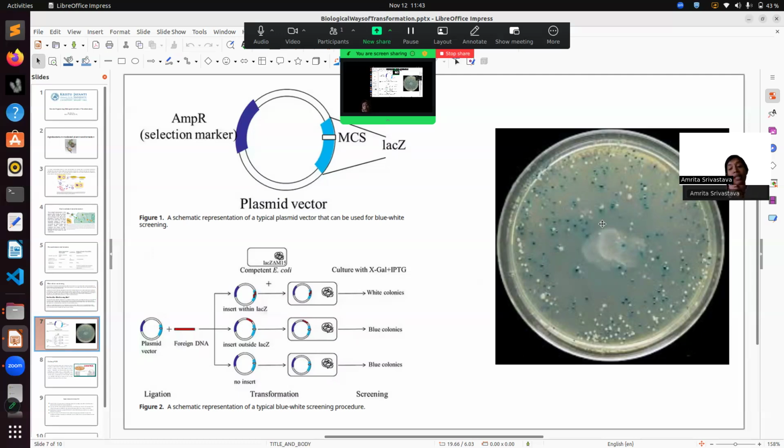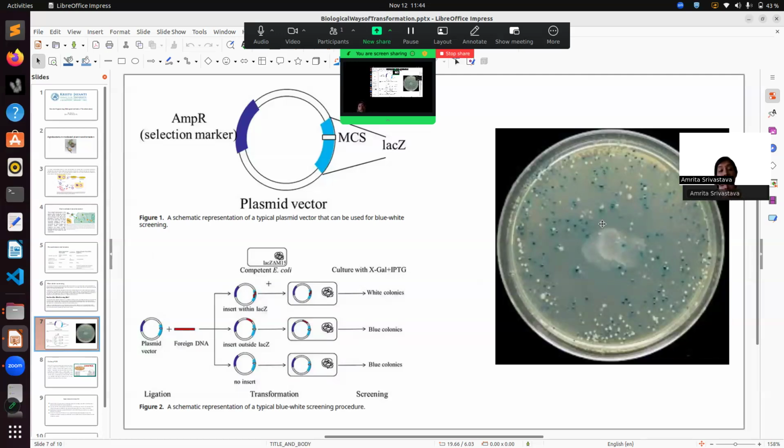Now, one more thing I want to highlight is, what if the gene of interest exists, but it is not inserted into the right region? Let's say we have the DNA of interest that we wanted to insert, but we also have the plasmid where the transformation has not occurred.